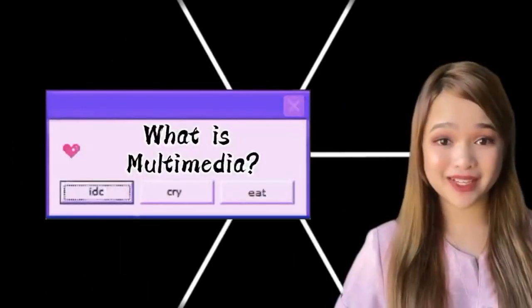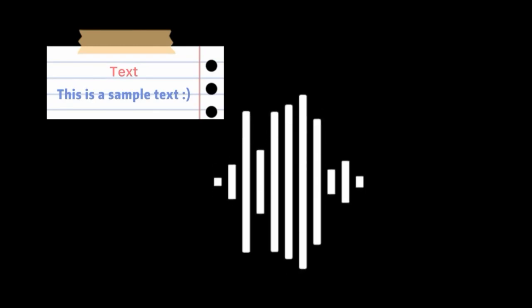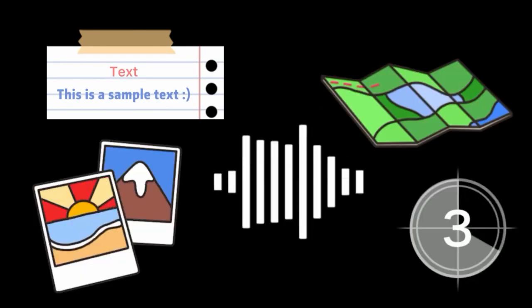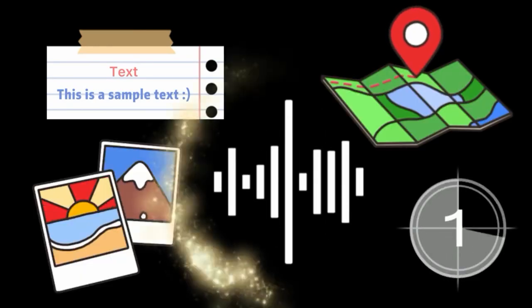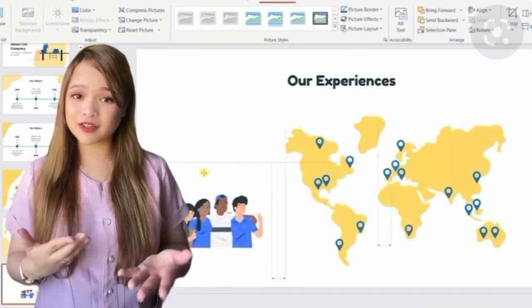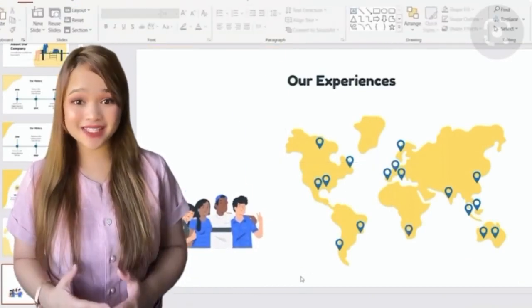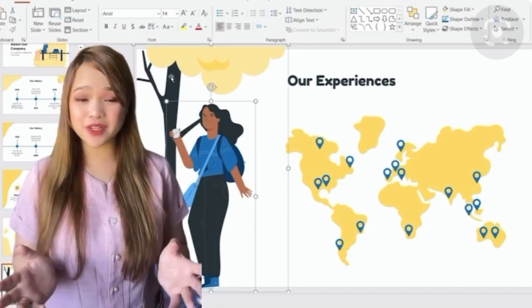But first, let's have the definition of multimedia. Multimedia is a broad term for combining multiple media formats. Whenever text, audio, still images, animation, video, and interactivity are combined together, the result is multimedia. Slides, for example, are considered multimedia for they combine text and images and sometimes videos and other types.